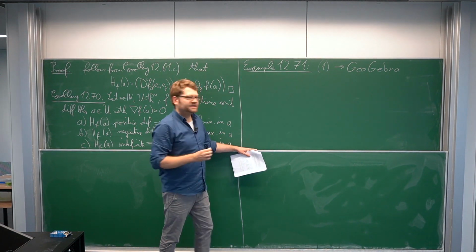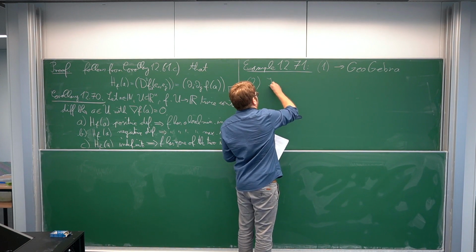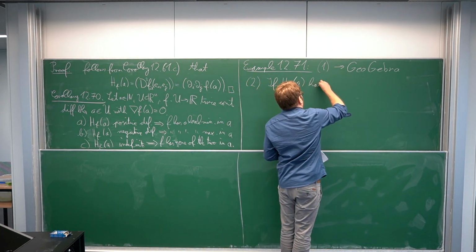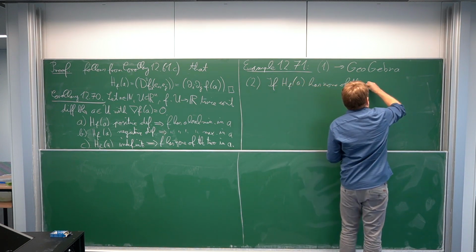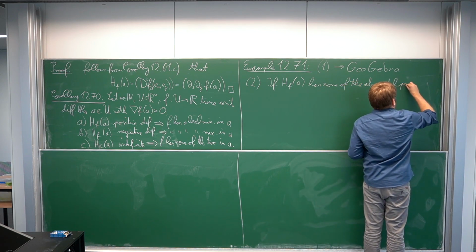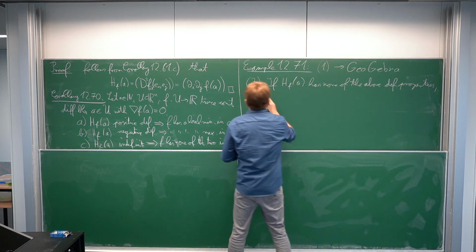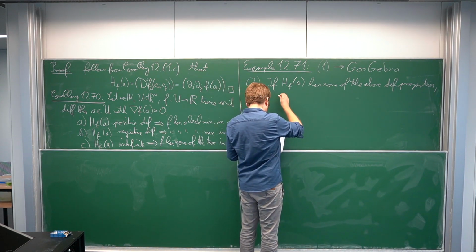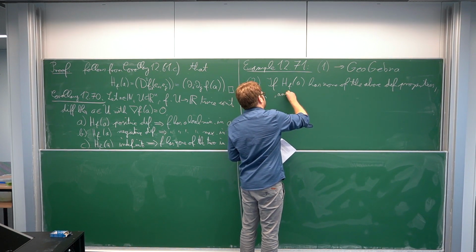Okay, I hope this was illuminating. For the second part, I want to show you something different. Namely, if the Hessian Hf of a has none of the above definiteness properties, then it's kind of impossible to say what happens. So I just write: anything can happen.